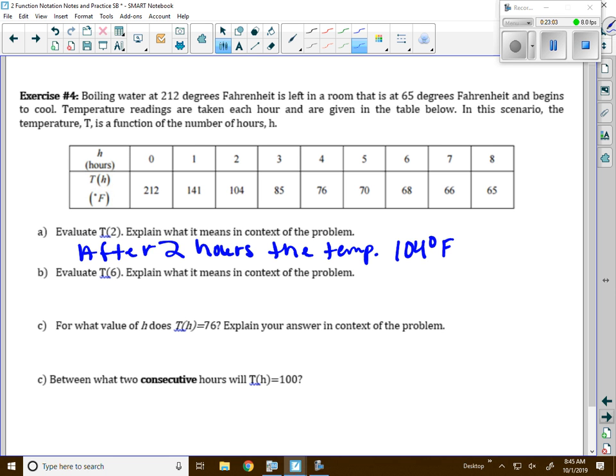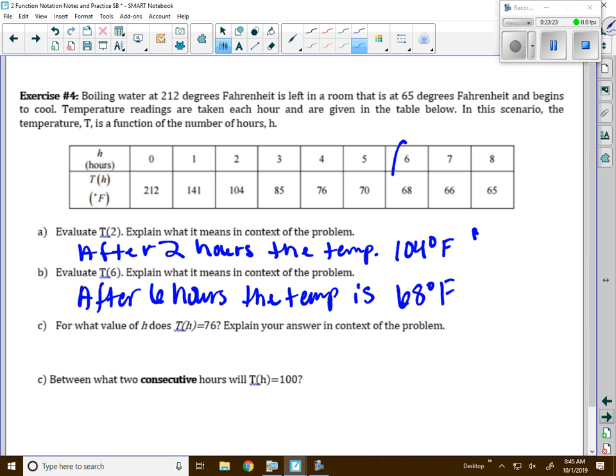Now the T of 6. Very similar, but now we're after 6 hours. So after 6 hours, the temp is 68 degrees Fahrenheit. So right here is how we found those last two names on the table.